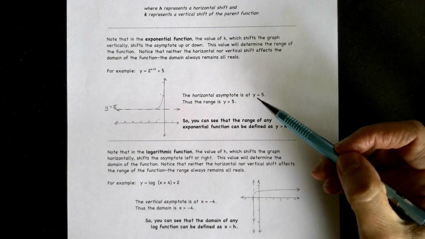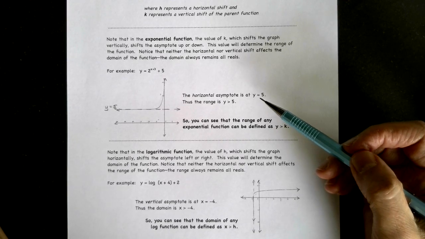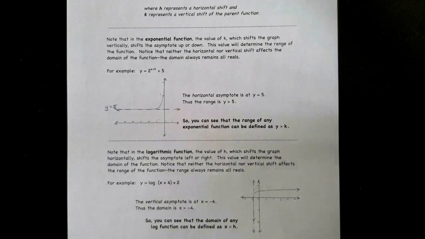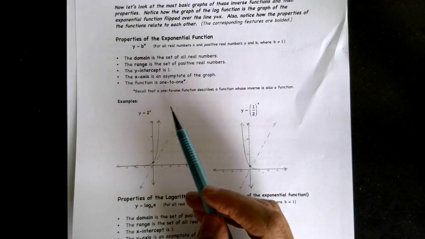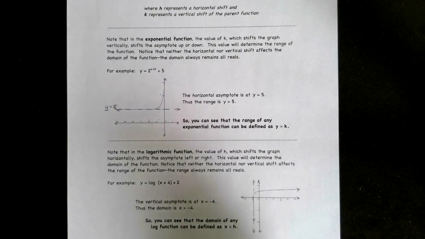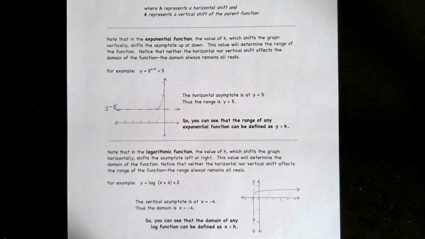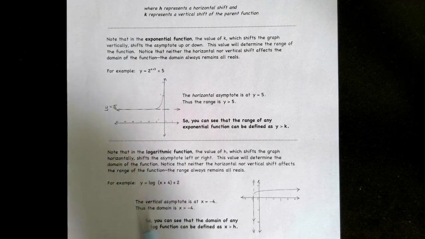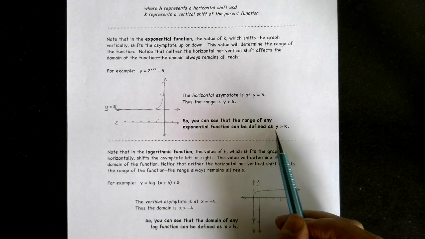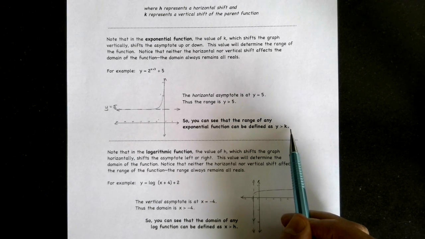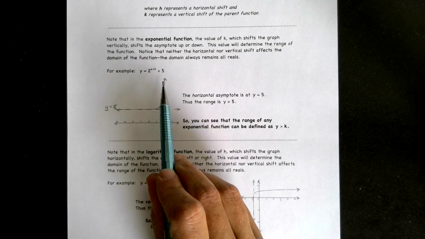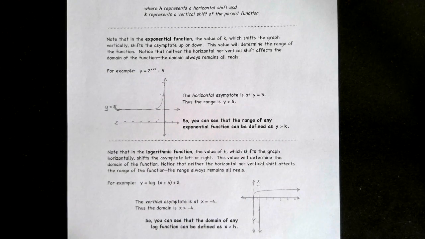So now the range, rather than being the set of all positive real numbers, if you remember this, right? Here my range was just all positive reals, but now I've shifted that graph up 5 units, so my range is now greater than 5. And so you can see that the range of any exponential function can be defined by y is greater than k. So whatever your k value here, the range is going to be greater than that value.